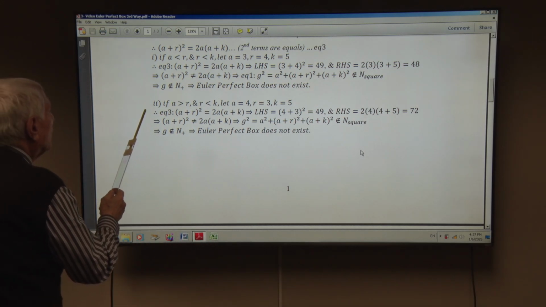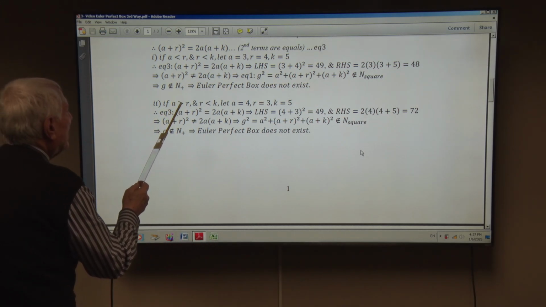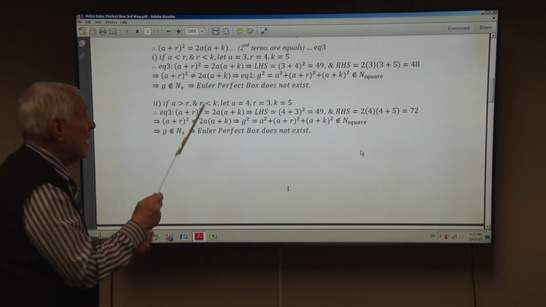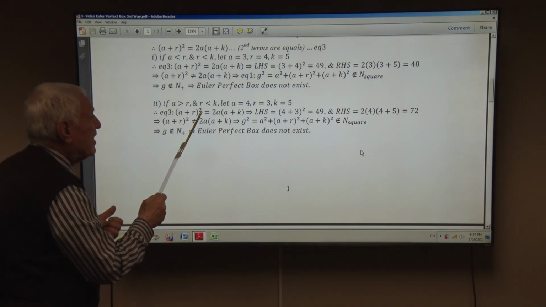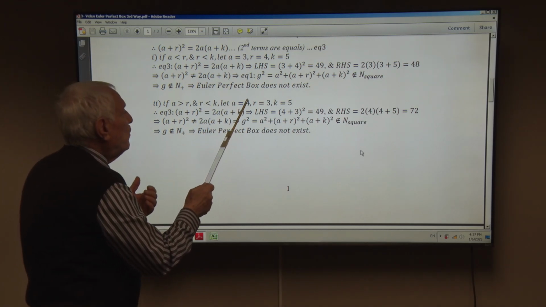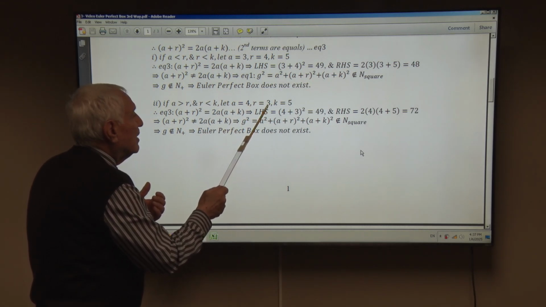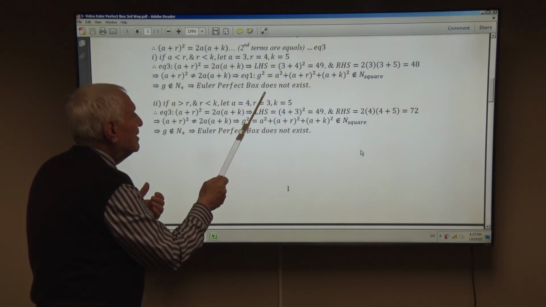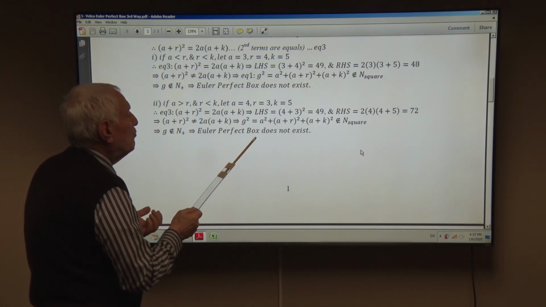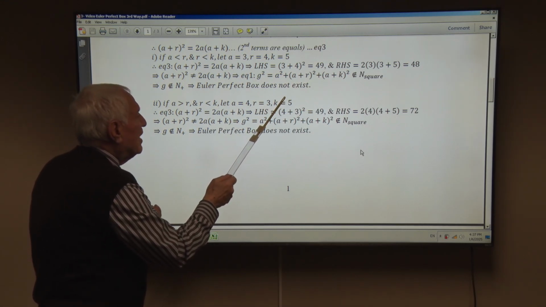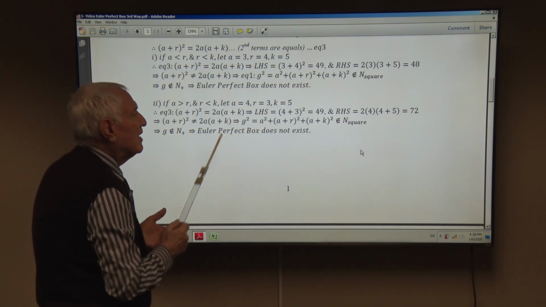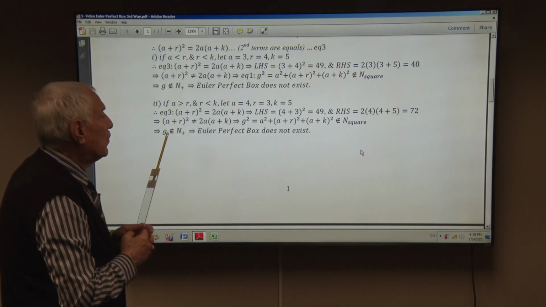Second condition, A greater than R. And I know R is always smaller than K. Okay, when A is 4, R should be smaller than 3. And K should be greater than 3. But there's no relation that K is always greater than A. I know that. Okay.